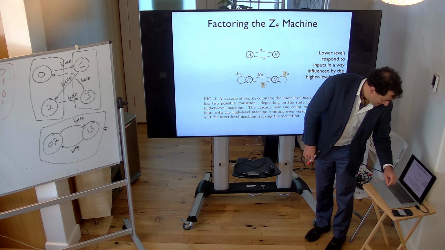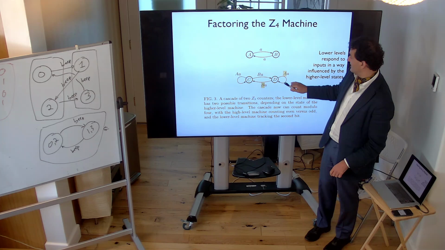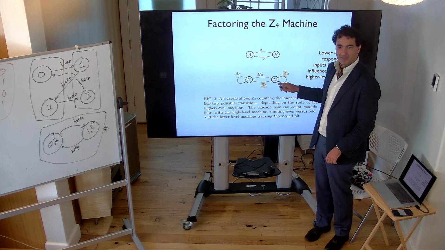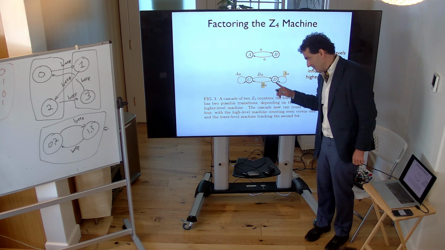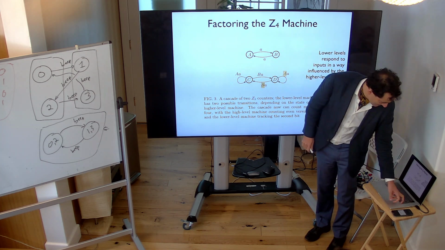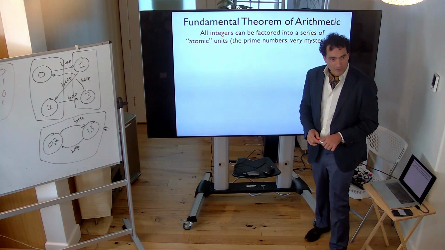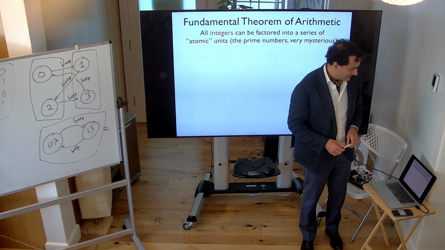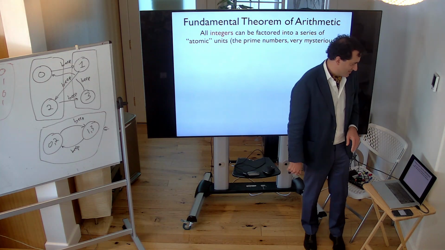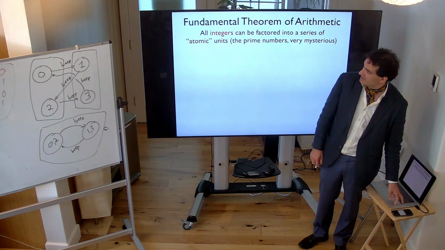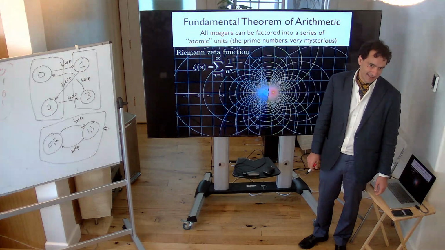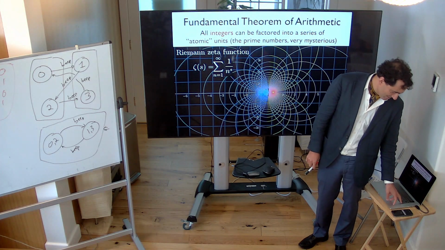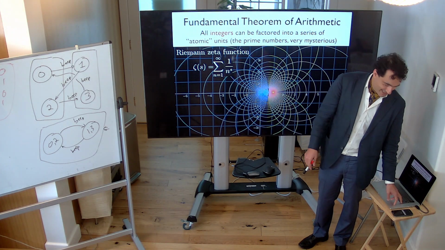All right. So that's the Z4 machine, right? You can see this is how the behavior of the nested lower level machine depends upon stuff above, but not stuff below. So what I've just done is a very pretentious version of the fundamental theorem of arithmetic, which says that all integers can be factored into these atomic units, the prime numbers, right? Very mysterious, elegant, beautiful things whose properties we don't truly understand, right? So that was my Edmund decomposition.